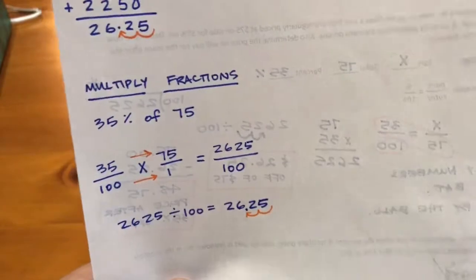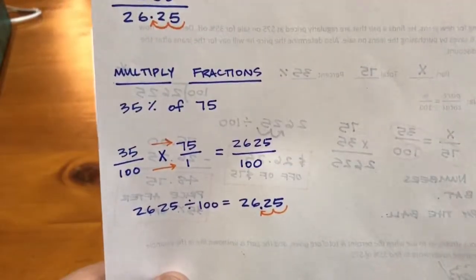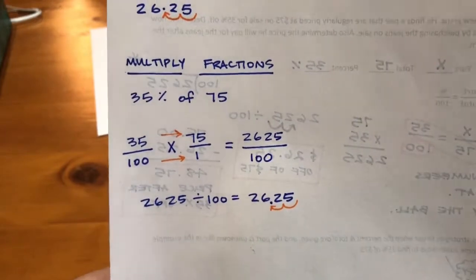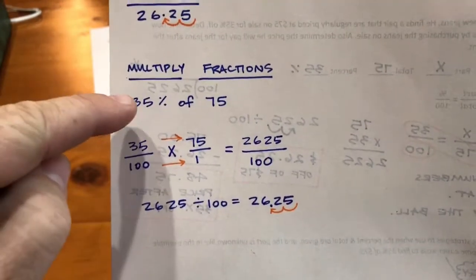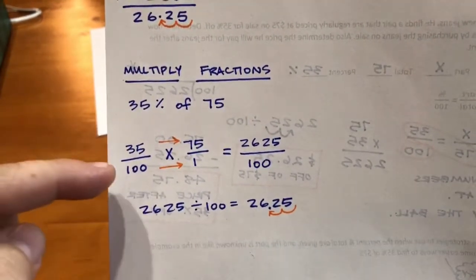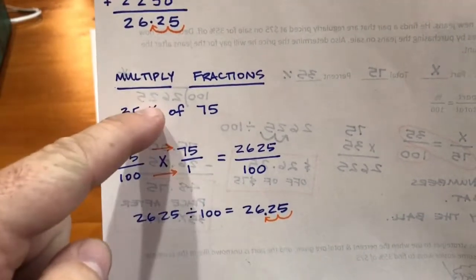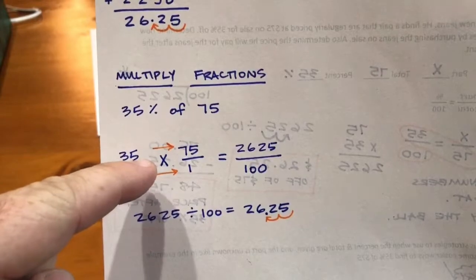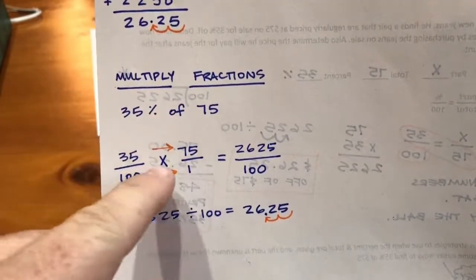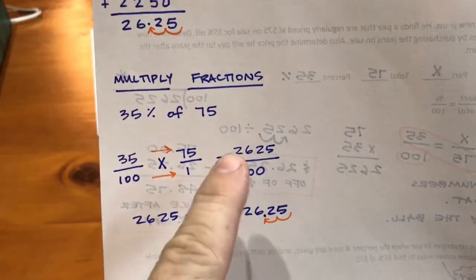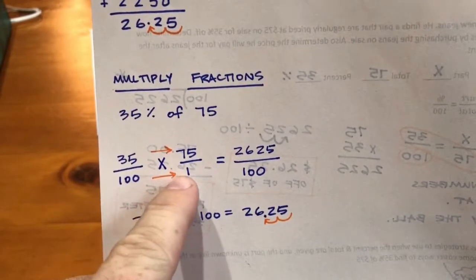All right, yet another strategy to find a percent of a number is to convert your percentage to a fraction and your whole number to a fraction. So 35% is just 35 over 100, because all percents are out of 100. Of means multiply in this instance. When you want a percent of a number, you're multiplying. So we're going to change that to a multiplication symbol. And then 75 is just 75 over 1.